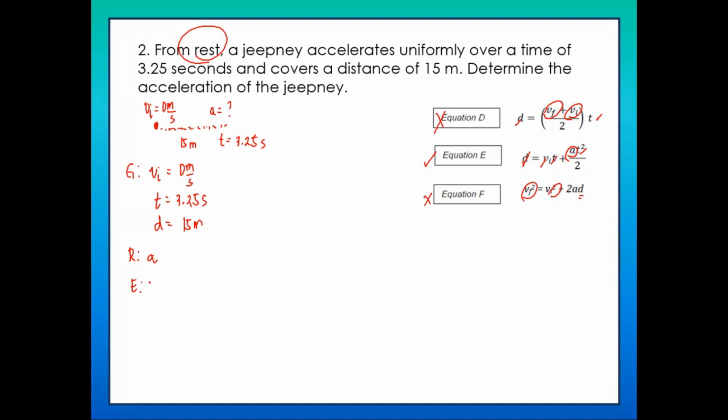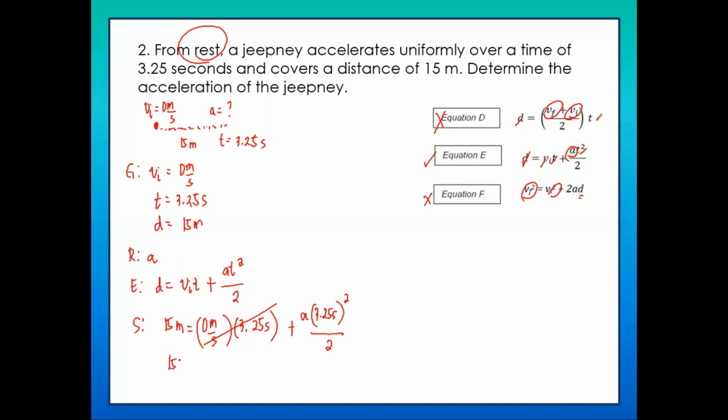So, we'll be using still equation E, which is D is equal to V sub I T plus AT squared over 2. Substitute natin yung given para we can further solve this. So, may D tayo, 15 meters. V sub I natin, 0 meter per second. Multiply natin yung kay time na 3.25 seconds. Plus, sa ating acceleration na wala, remain natin as is. And yung time natin na 3.25 seconds, i-square natin yung divide by 2. So, automatically, wala na to. 0 multiplied to 3.25 is 0.